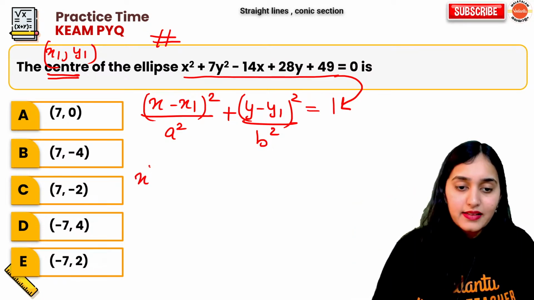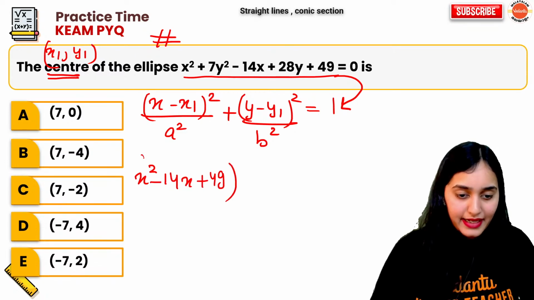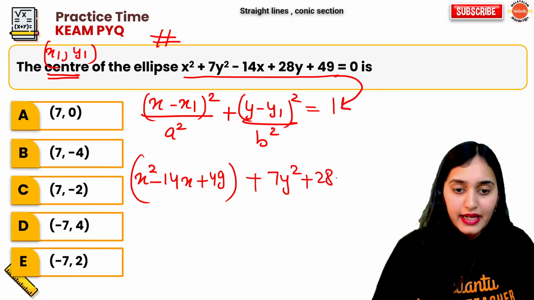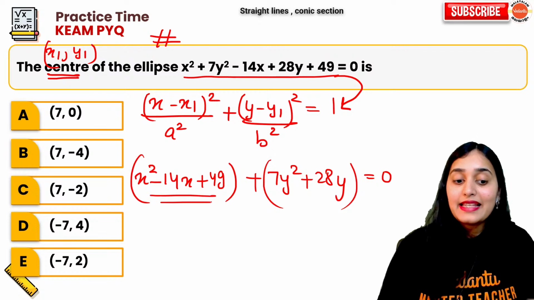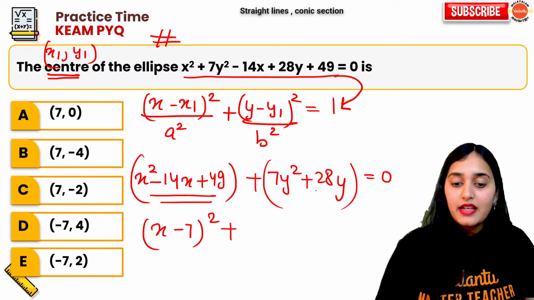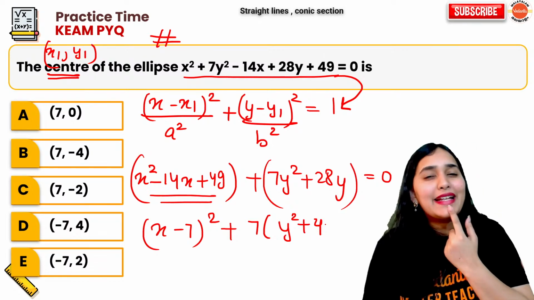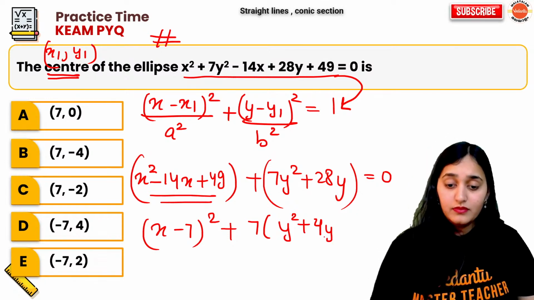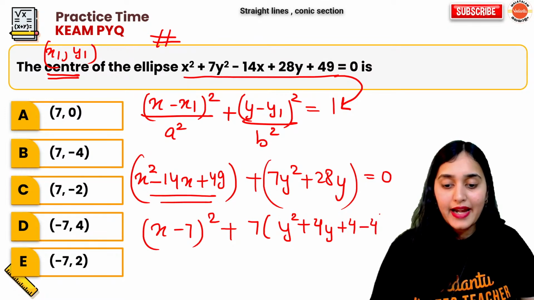So, I am getting x square minus 14x plus 49 in a bracket, and I have here 7y square plus 28y equals to 0. Now, what is this? This is nothing but (x minus 7) whole square, right? Now, from here, take out 7 common. You get y square plus 4y. Now, how can you make it a perfect square? You want a perfect square, na? So, 2 2s are 4y. So, just add plus 4, add minus 4.